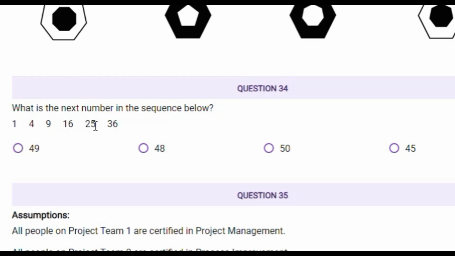Next number, 7 times 7 is equal to 49. Correct answer, 49. Answer explanation. The sequence follows square numbers in order. After 6 squared, 36, the next is 7 squared, which equals 49.